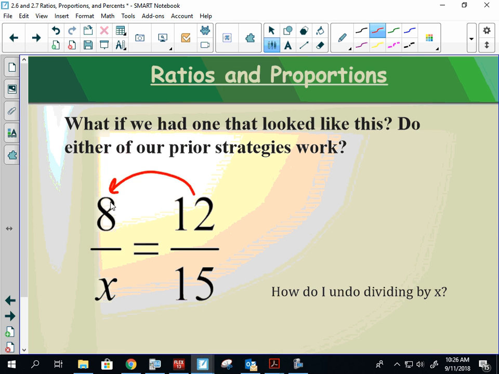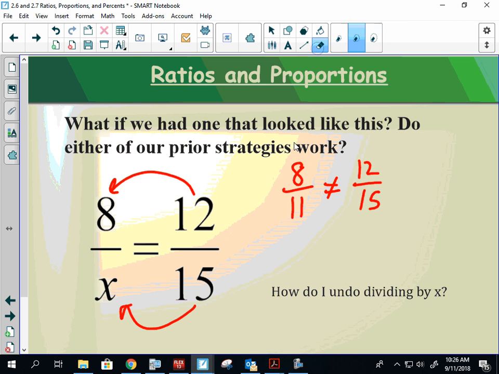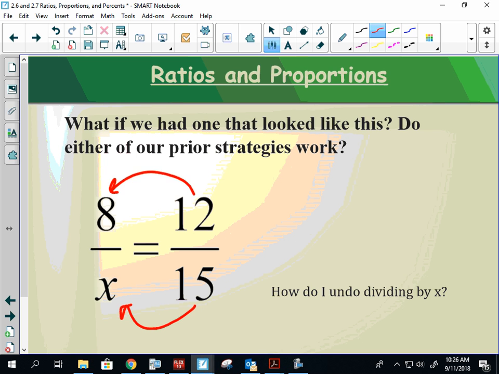12 to 8 is -4, so if I did that for here, I'd get to 11, and you can check that 8 divided by 11 does not equal 12 over 15. So I can't use subtraction or addition. These have to be multiply or divide patterns. So I can't look for a pattern, and if I try to solve, my variable's on the bottom.